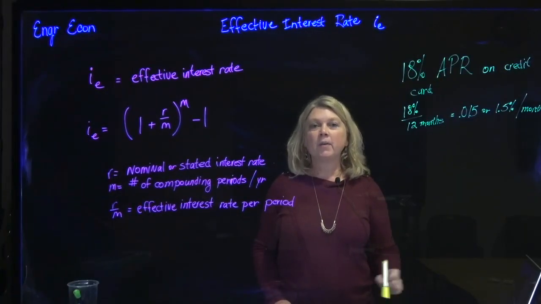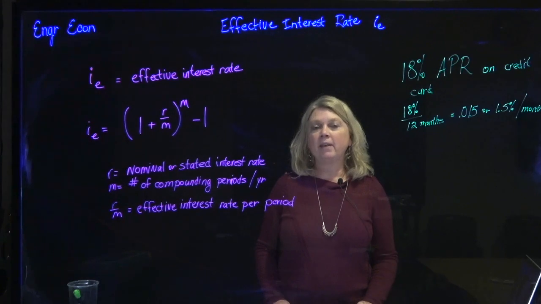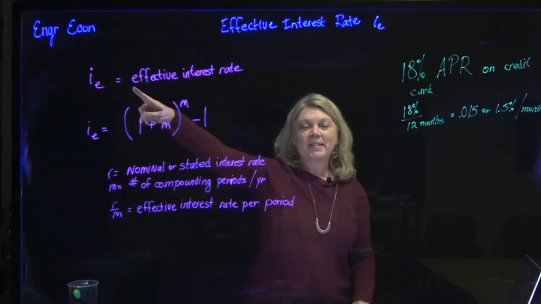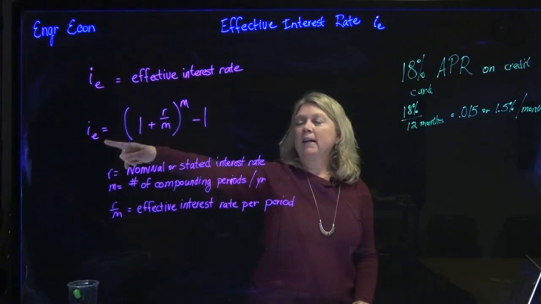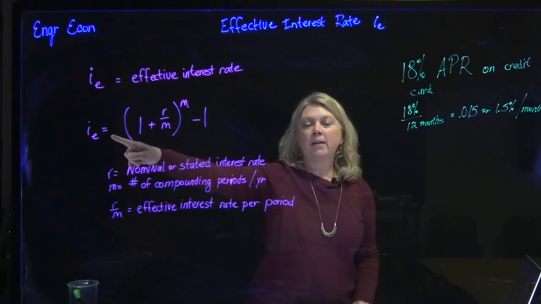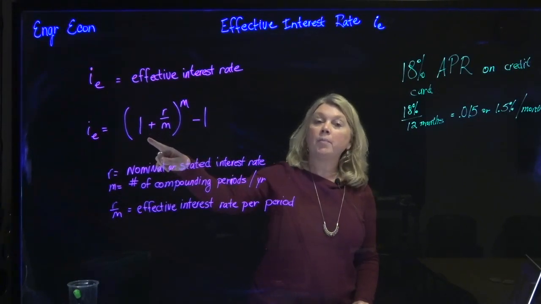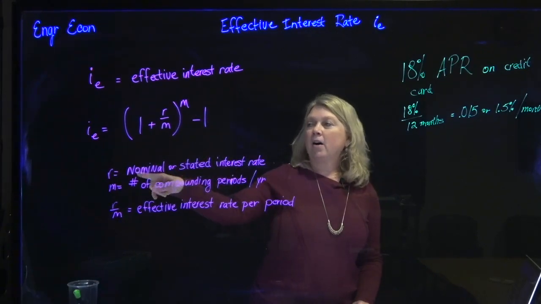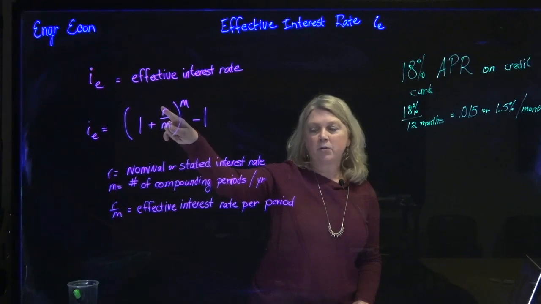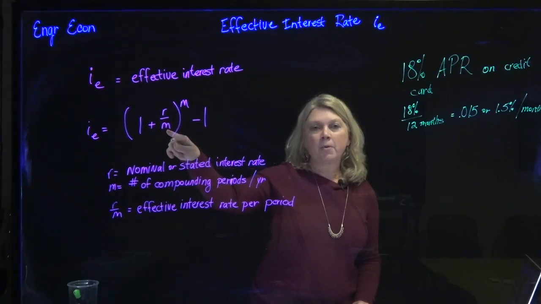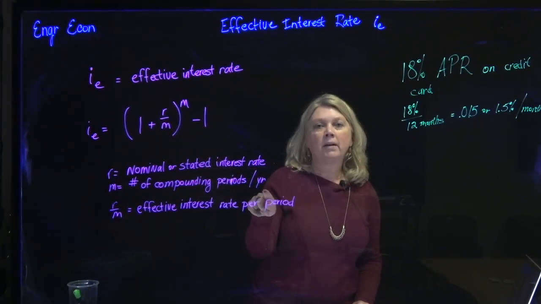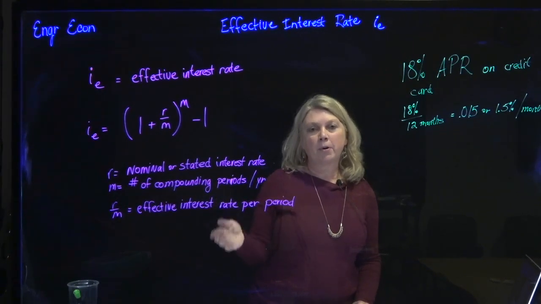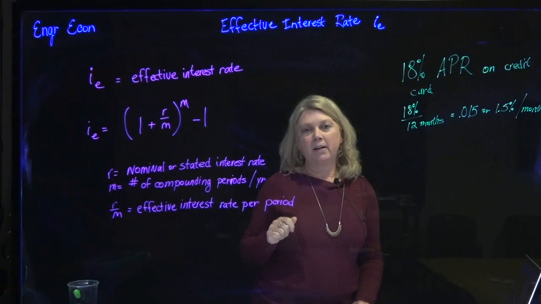All right, so now let's go through an example and find the effective interest rate. I sub E is what stands for effective interest rate. And here's the formula. I sub E, effective interest rate, equals 1 plus R over M to the M, and then minus 1. R is the nominal or stated interest rate. M is the number of compounding periods in 1 year. And R over M is the effective interest rate per interest compounding period.